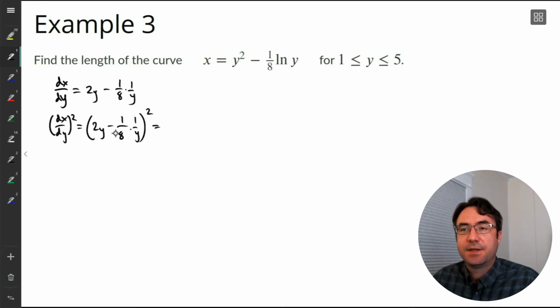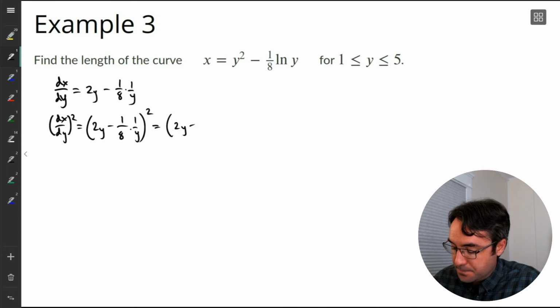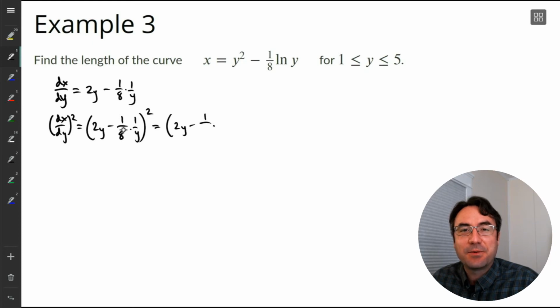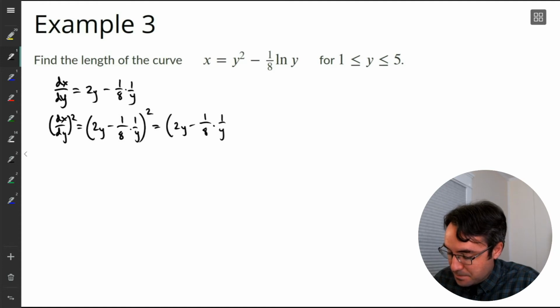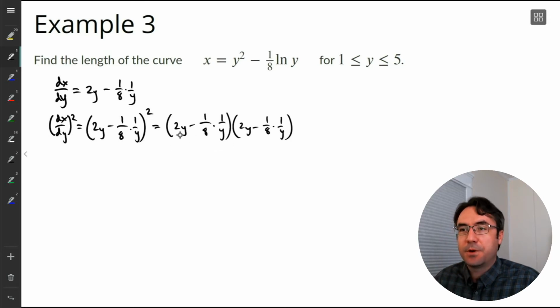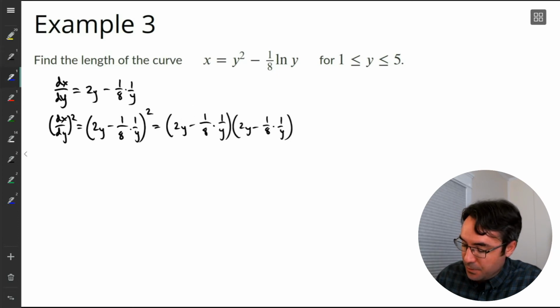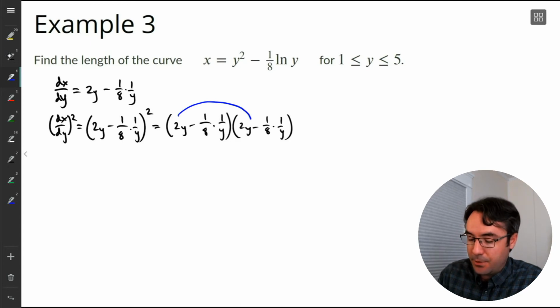And to help with this, it may be helpful to write out 2 copies of this and use FOIL to multiply them out. I haven't decided if I want to write this as 1 over 8y. I think we're going to keep it as 1 over 8 times 1 over y. We could combine these into one fraction. All right, so we're squaring this, so we've written out 2 copies, and the reason for this is then we can just do FOIL. So let's take the 2y here and multiply it with the 2y over here. What do we get? We get 4y squared.